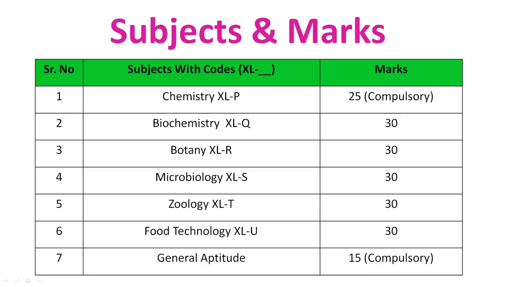So let's see. The first subject which comes for 25 marks in the life sciences section is chemistry. For chemistry the code is Excel P, and it is a compulsory section which we have to attempt. Sorry, not 25 questions, it is for 25 marks. The question pattern will be 1 or 2 marks questions, and there will be negative marking depending upon the type of question.